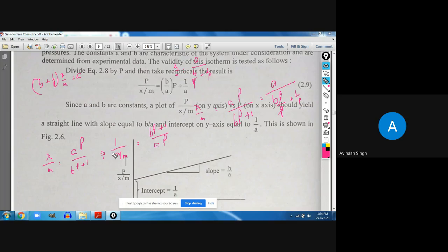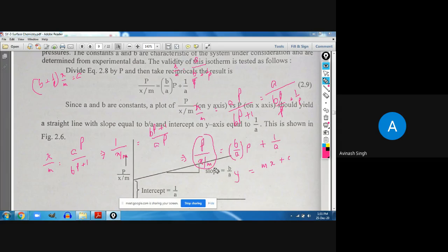Now this p can come here. So this will become p divided by x by m is equal to, अब क्या हो जाएगा? राइट हैंड साइड में क्या बचा? BP plus 1 upon AP, that is b by a p plus 1 upon A. ये a किधर जाएगा? So this can be considered to be y is equal to m x plus c.